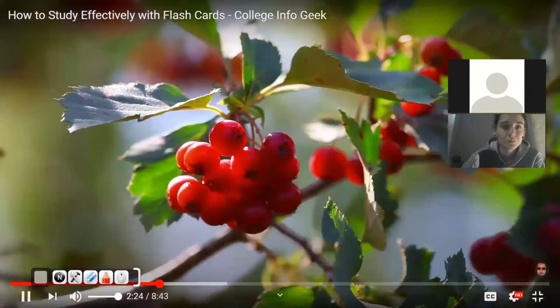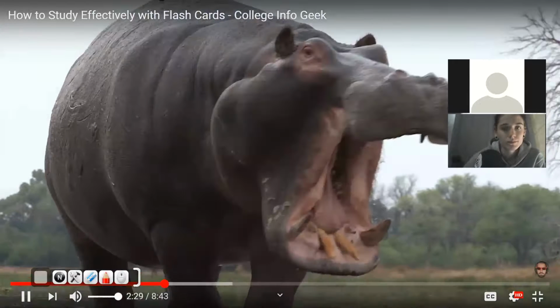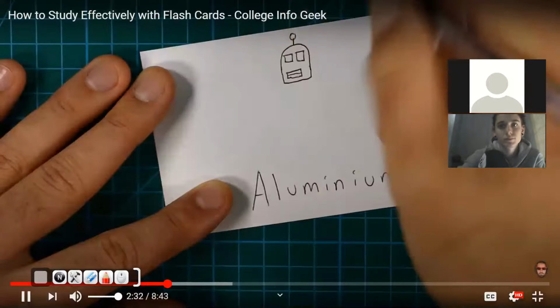The locations of food, the animals that'll think you're food, the animals that won't think you're food but will still completely mess you up, etc. By adding pictures to your flashcards, you can make them a lot more memorable.